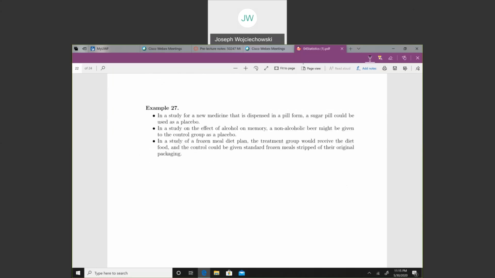So, in a study for a new medicine that is dispensed in a pill form, a sugar pill could be used as a placebo. In a study on the effect of alcohol on memory, a non-alcoholic beer might be given to the control group as a placebo. In a study of a frozen meal diet plan, the treatment group would receive the diet food, and the control group could be given standard frozen meals stripped of their original packaging.